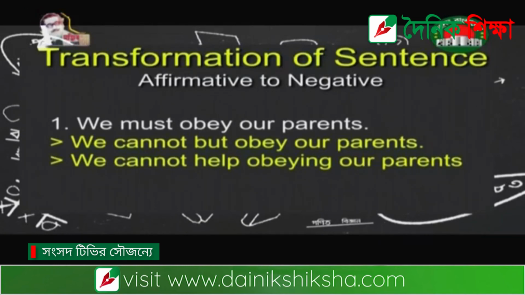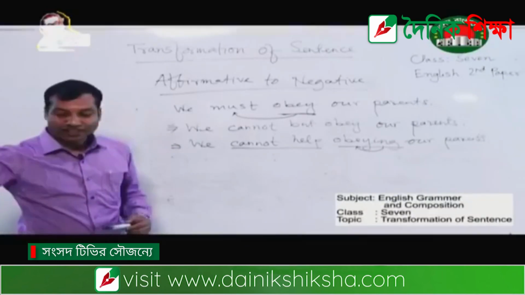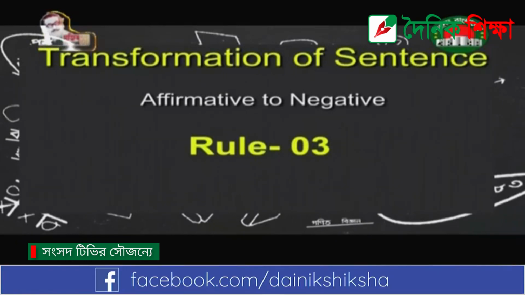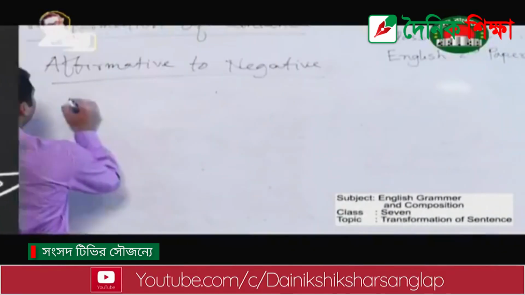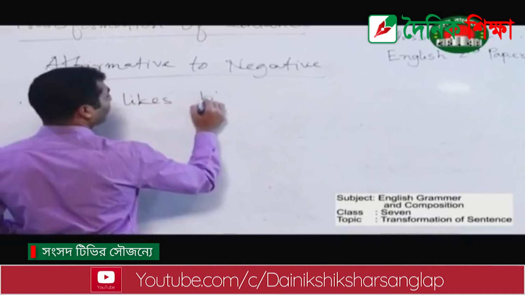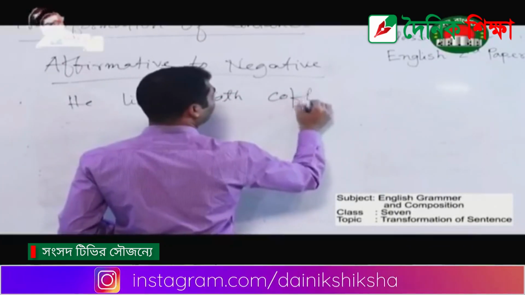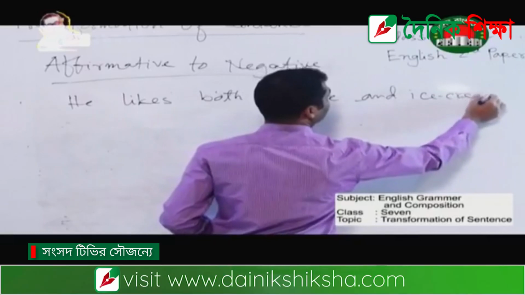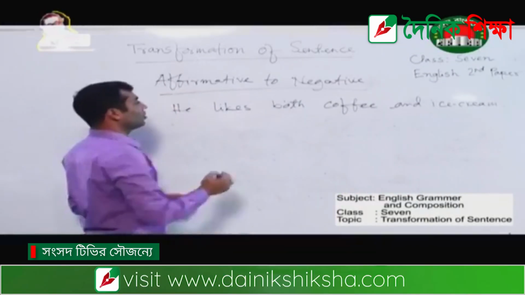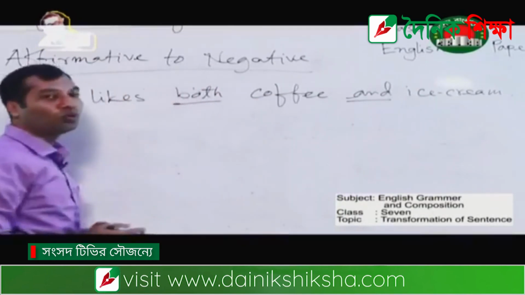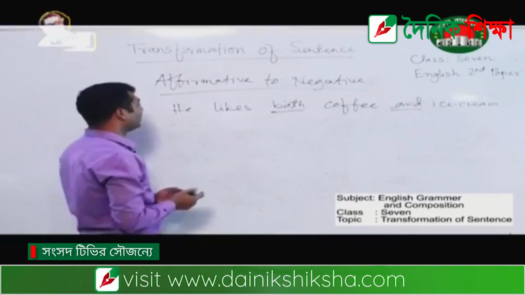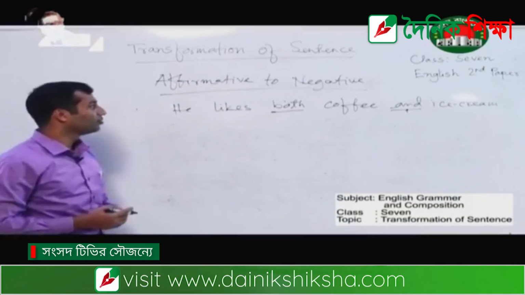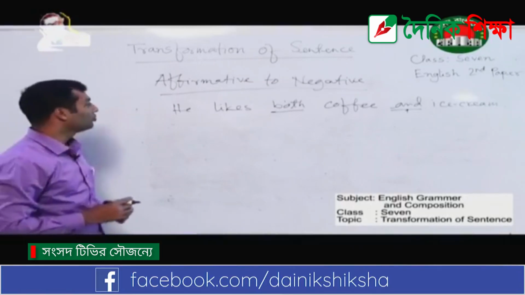Now come to the next rule. He likes both coffee and ice cream. So, in a sentence, if you see the existence of both and and, if they combine two words, two persons, two things, you can find both dash dash and, or only and. So, in this case, if you want to make it negative, what you have to do? You have to use not only but also. For example, he likes both coffee and ice cream.